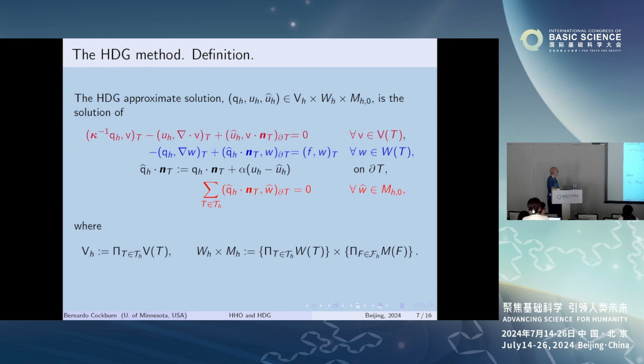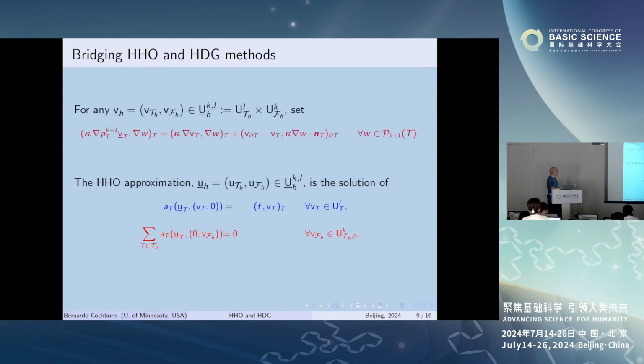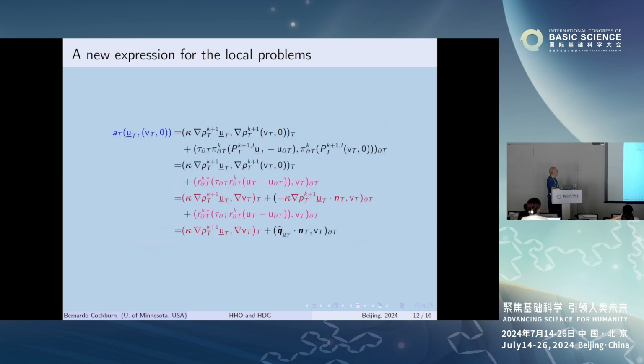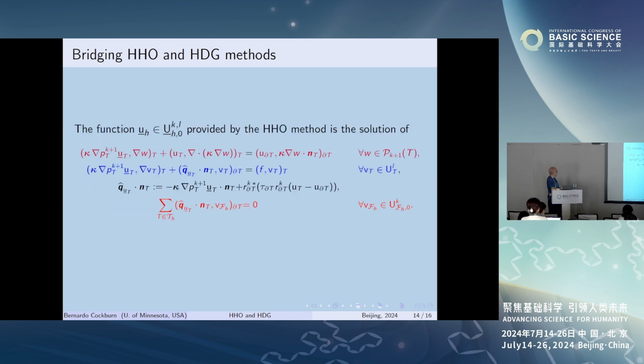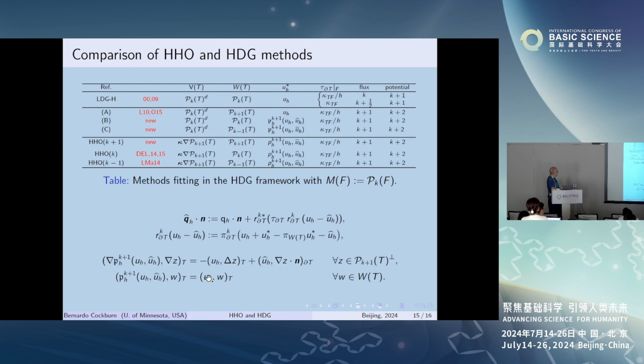So let me get to the HHO. Okay, there we go. So you see that Q hat, oh no, sorry. No, just hang it there. Okay, here. This Q hat is Q plus alpha (U minus U hat).